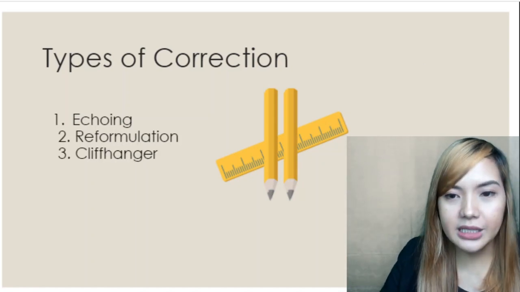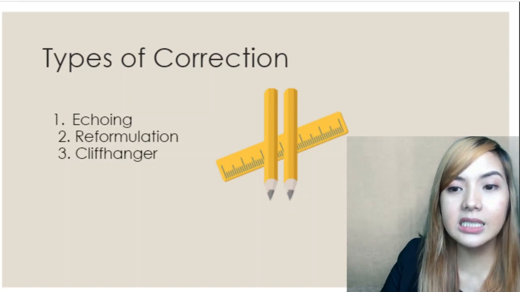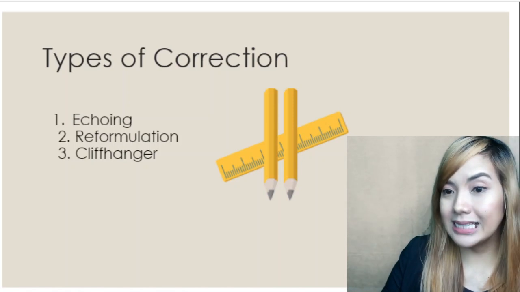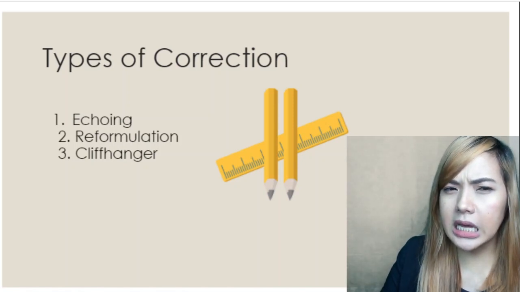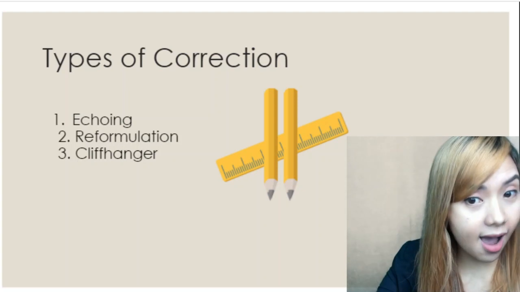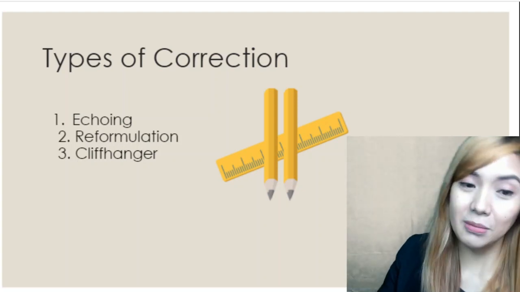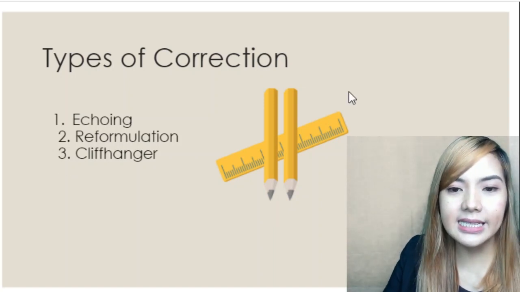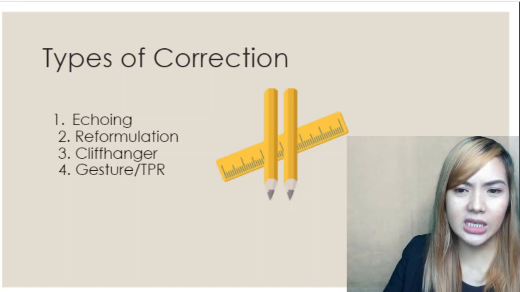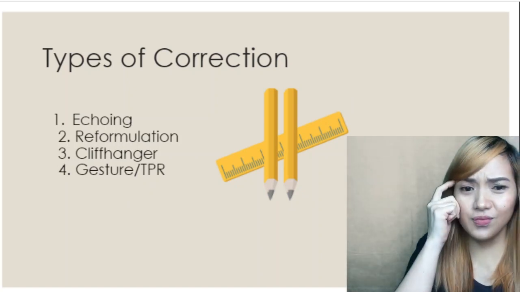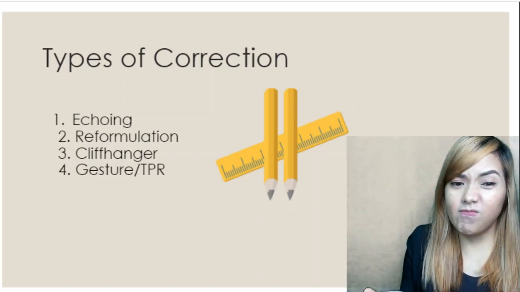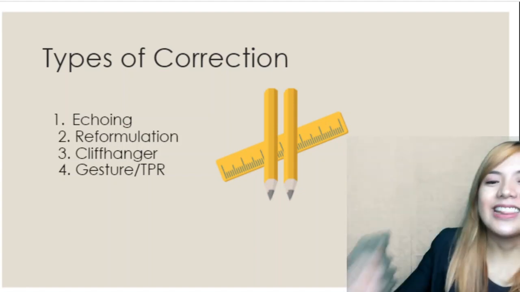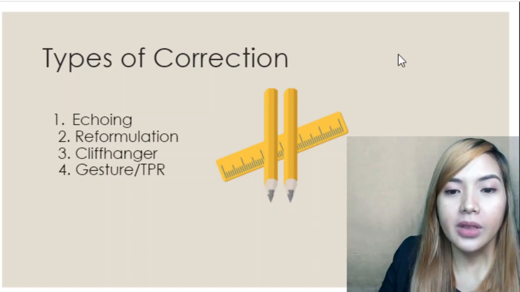The teacher repeats up to the point of error and lets the student finish. If the student says, these are a pencil, you say, these are... Let the student complete the sentence, of course, while you do TPR. And the next is gesture or TPR. You can just give a puzzled look. All right, the next is questions.